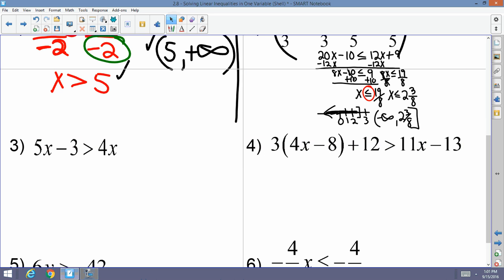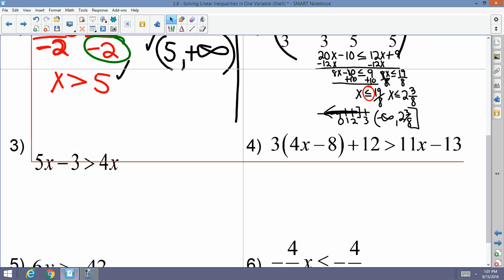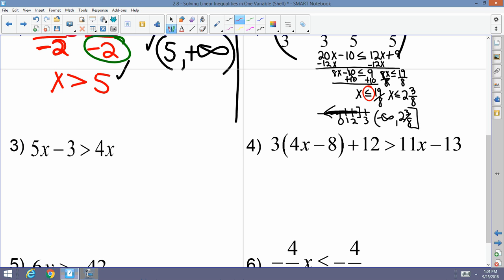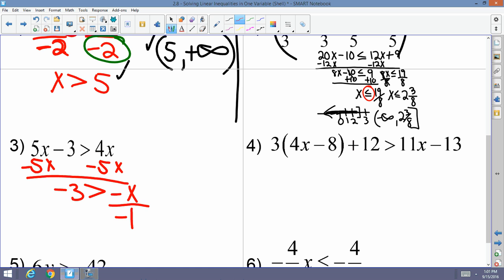Okay, next, number 3. Well, I'm going to first of all combine the x's. So I'm going to subtract 5x to both sides. I got -3, then I've got a negative x. I'm going to divide -1 to both sides. So here's with 3. This sign flips. Why does it flip? Because I divided by a negative.